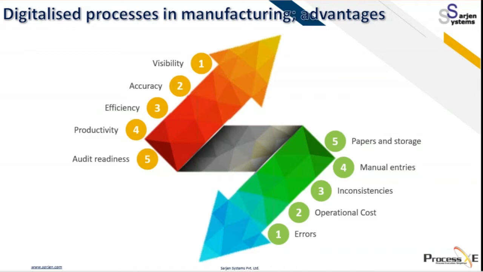Second, accuracy. You can improve your accuracy through reduction of error. You can build various interfaces with your masters and with your automation. You can build artificial intelligence, which can control your errors.